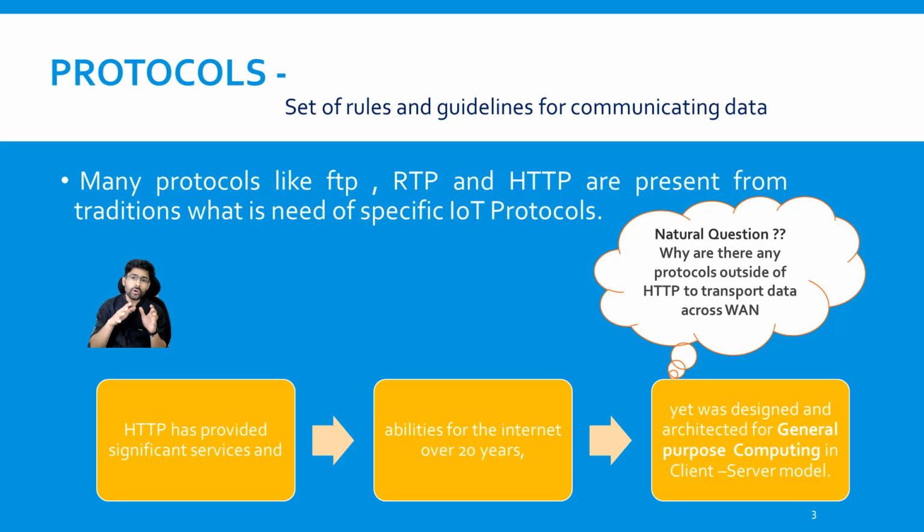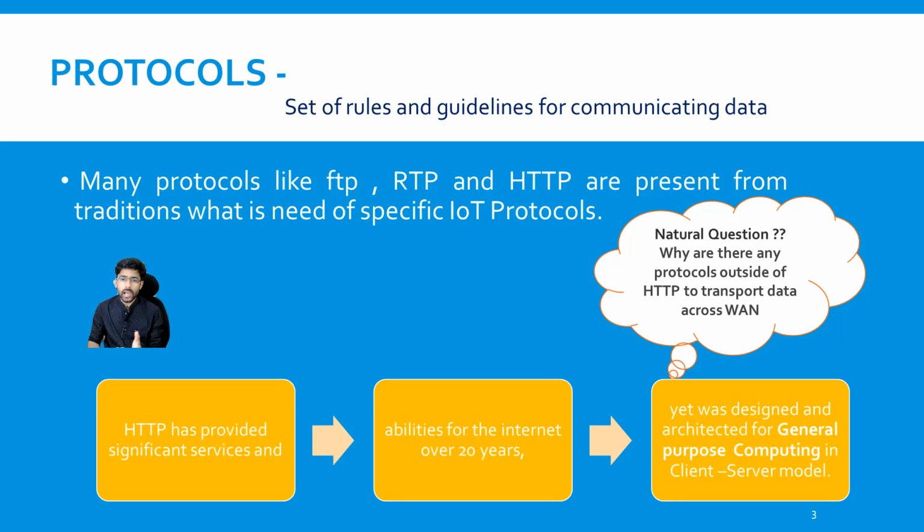Then there will be one more natural question that hits very sharply: why is there any protocol outside of HTTP to transport data across the WAN? The whole community, before moving into MQTT, thinks: I know client server architecture, and I am very much familiar with the HTTP protocol. Whenever we have to transfer data to the global network, why should I learn the MQTT protocol, right?